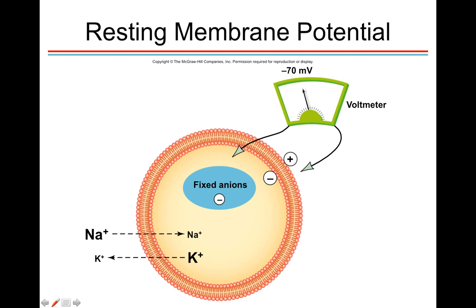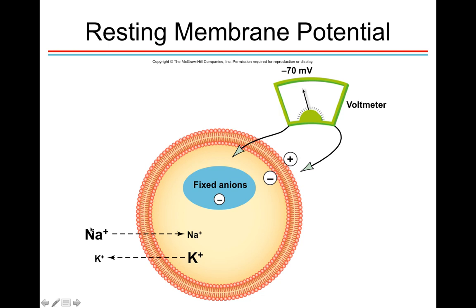So what happens is the sodium-potassium pumps are pumping sodium out of the cell. So that's why we have more sodium outside of the cell than on the inside of the cell. And then we have more potassium on the inside of the cell than on the outside. So the big K means more potassium. The big Na means more sodium.